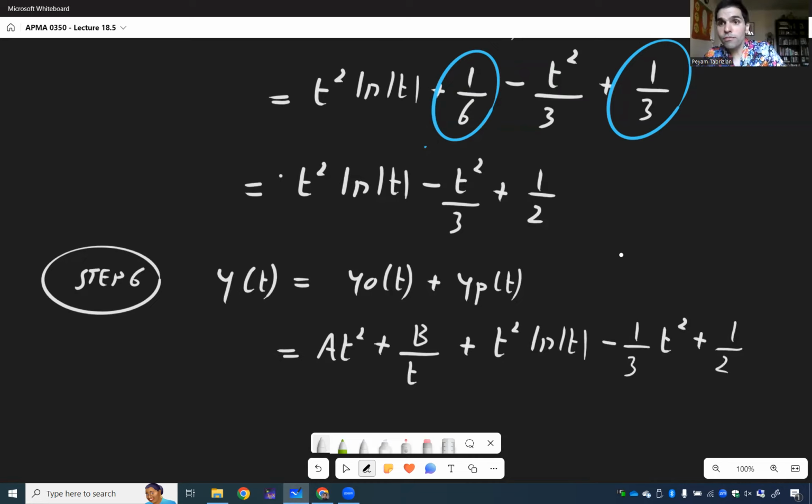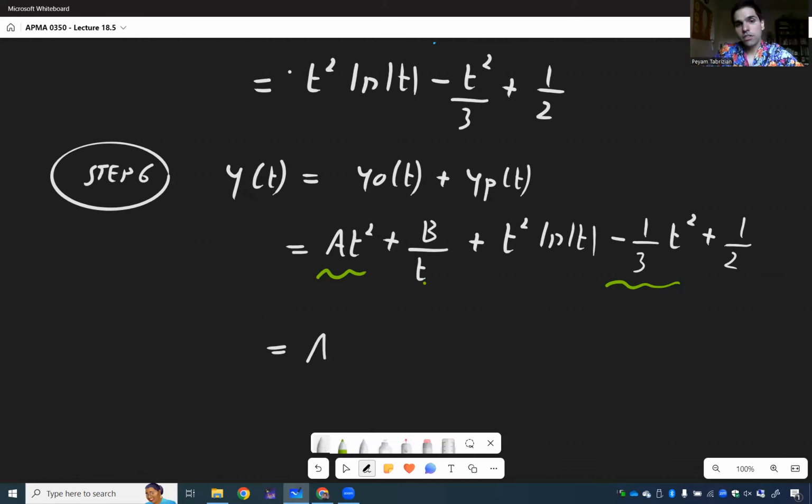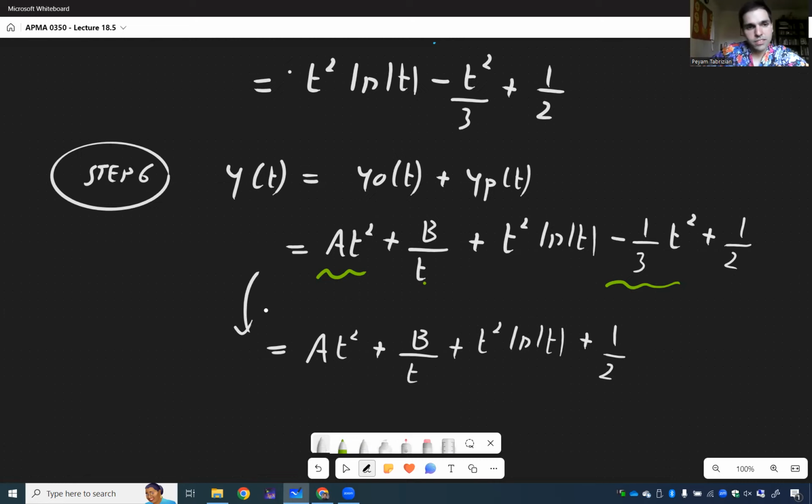But if you want to simplify this just a little bit further, notice here we have at squared, and here we have minus 1/3 t squared. Since a is arbitrary, this minus 1/3 actually goes into a. So this is the same thing as saying at squared plus b over t plus t squared ln of t plus 1/2. So once again, this is because a is arbitrary. And that finally gives us our solution here.